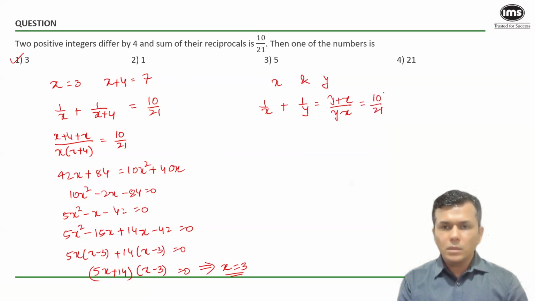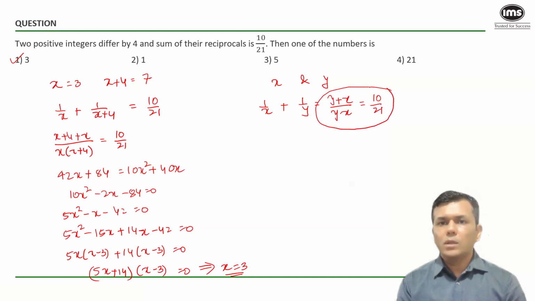If we just take a look at this, we will quickly understand that we want two numbers for which the summation is 10 and the product is 21, right? So when you say sum is 10 and product is 21, clearly those two numbers are 7 and 3. So this is how this question can be solved quickly without getting into a quadratic equation.